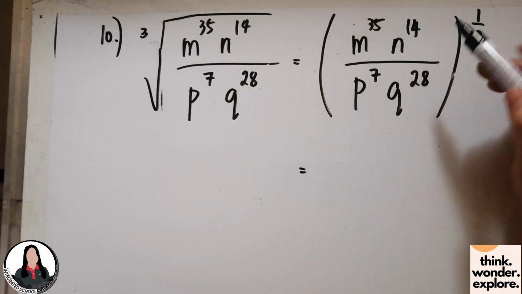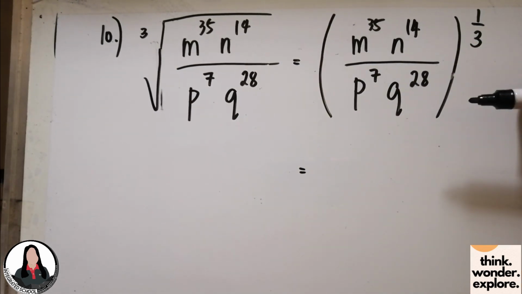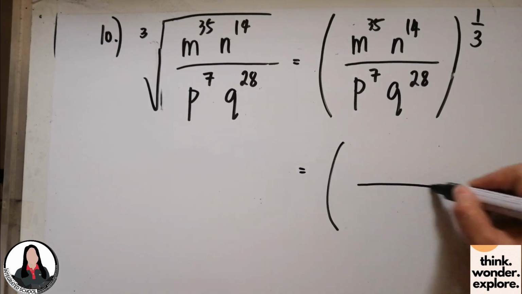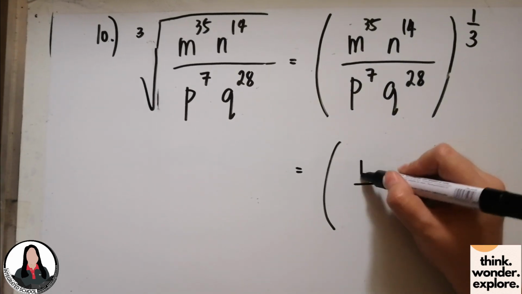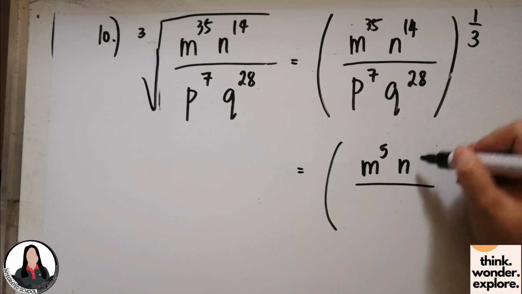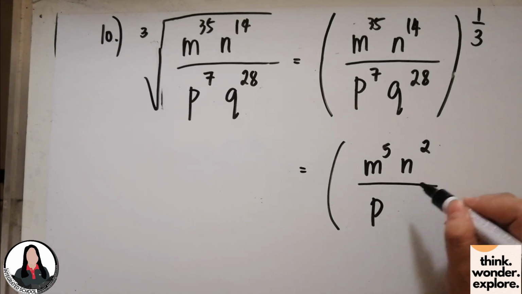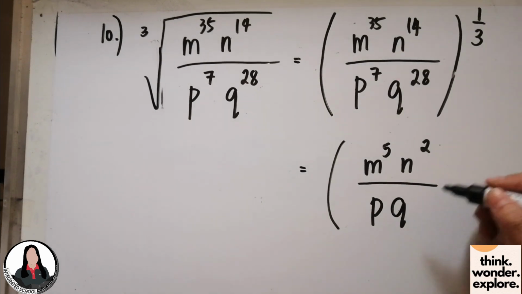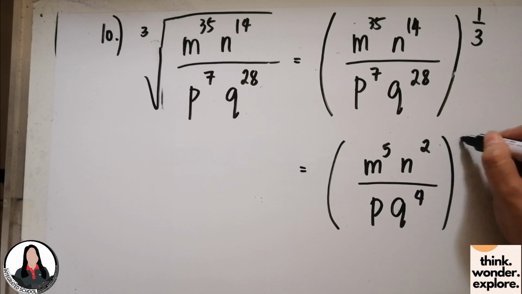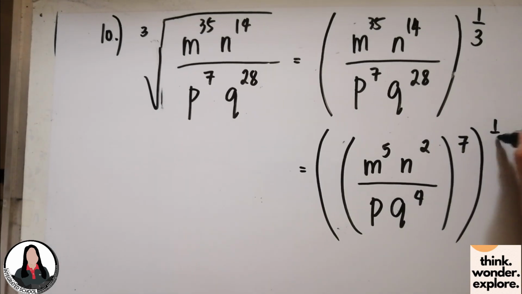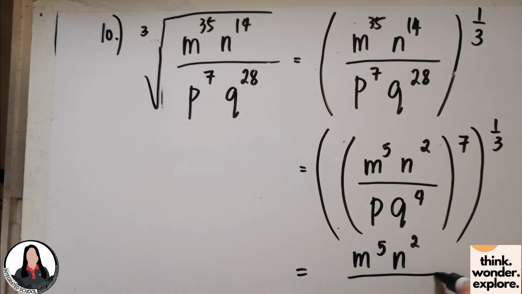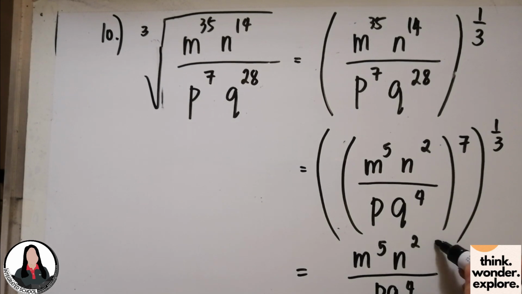Anong mapapansin? Lahat ng exponent ay divisible by 7. So, pwede natin i-factor out ang exponent na 7 para mas mabilis natin siyang masimplify. So, 35 divided by 7, that is 5. 14 divided 7, that is 2. P raised to 7 or 7 divided by 7, that is 1. So, we do not have to write 1 here. Then, Q raised to 4. Quantity raised to 7 raised to 1/3. Simply, we can write this as m raised to 5 n squared all over p q raised to 4 quantity raised to 7 over 3.